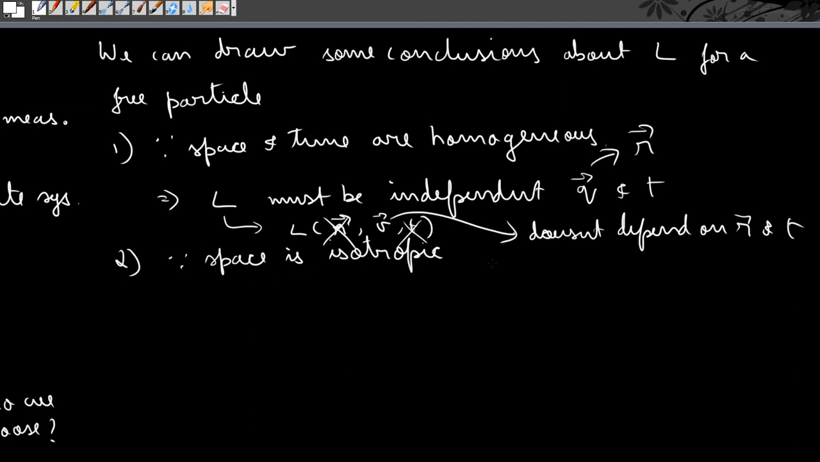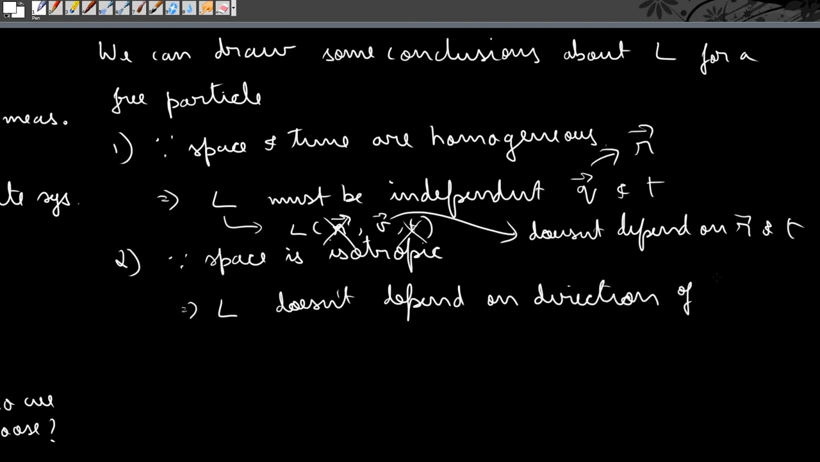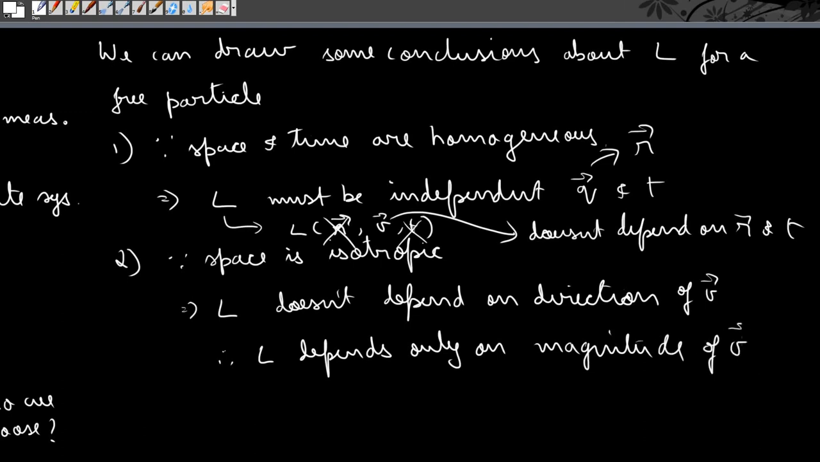All right, and since the space is isotropic, all directions are equivalent, so it should not depend on the direction of the velocity. So this implies L doesn't depend on the direction of V. Okay, so that means it can only depend on the magnitude of the velocity. So therefore L depends only on the magnitude of V. Okay, so now it all comes down to how do we exactly define this magnitude of velocity.